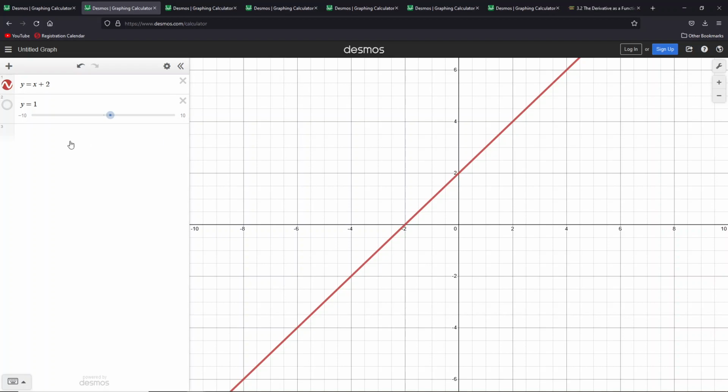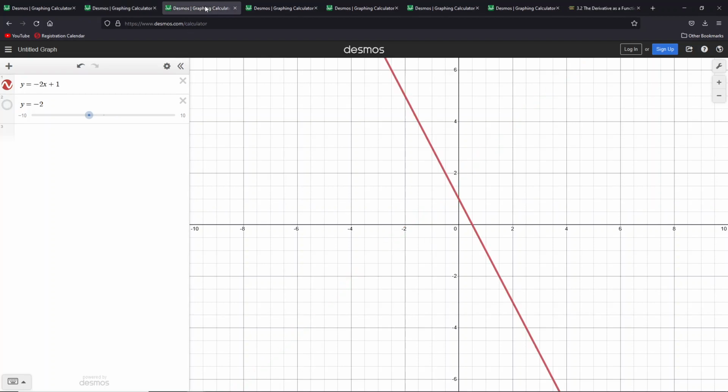So in this case, the graph of the derivative would be the line y equals 1, because the function is growing at a constant rate. So this would be the graph of the derivative of this line.